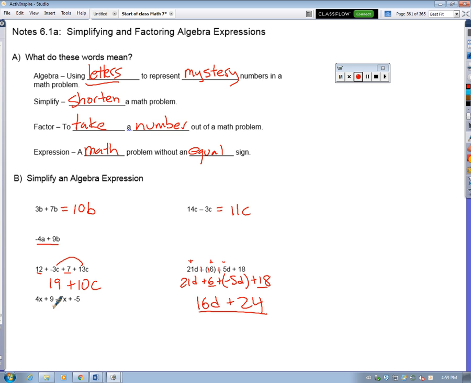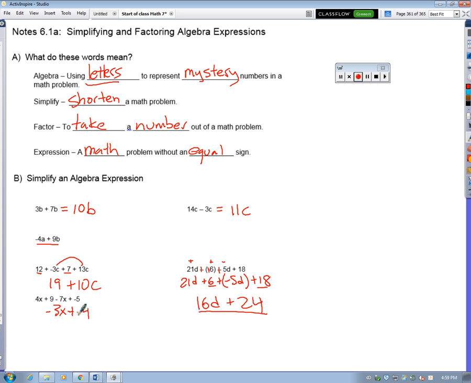Alright, so how about we deal with our numbers here first? I've got a 9 and a negative 5. I put those together and that's going to be a 4. Okay, I've got a 4x and negative 7x. I put those together and that's going to be a negative 3x. So I've got negative 3x plus 4.